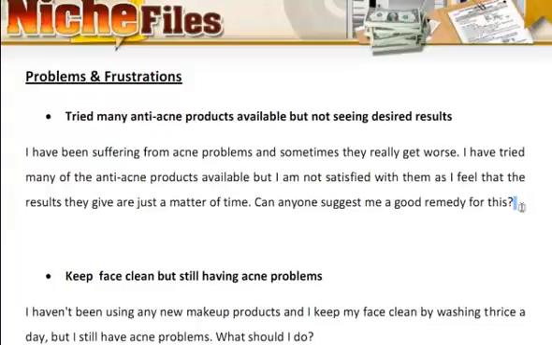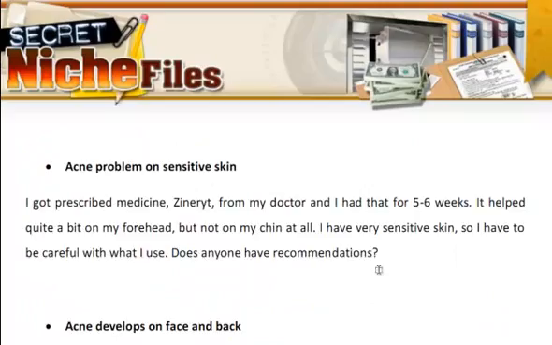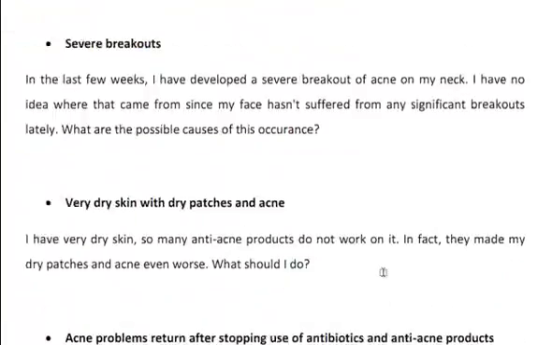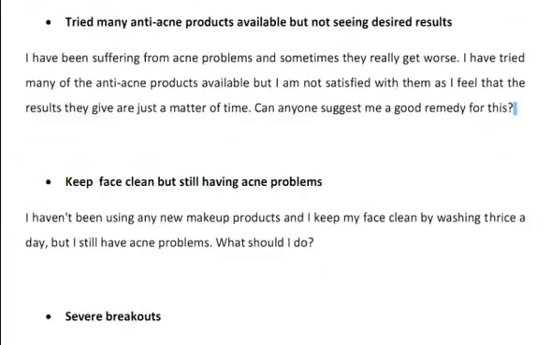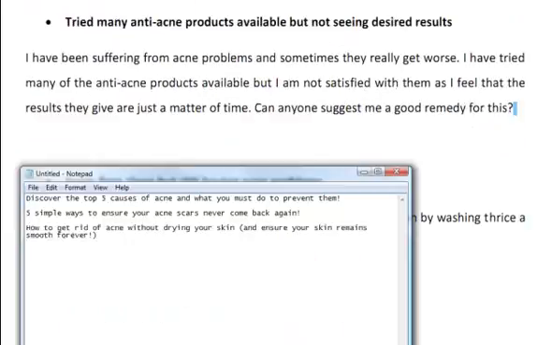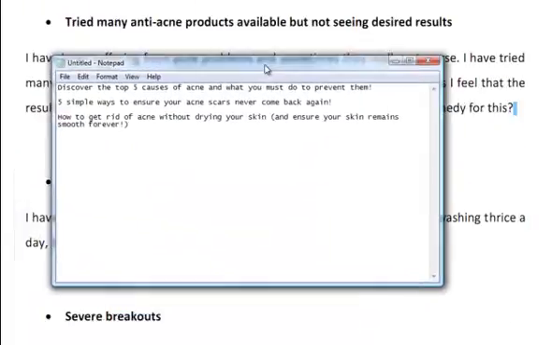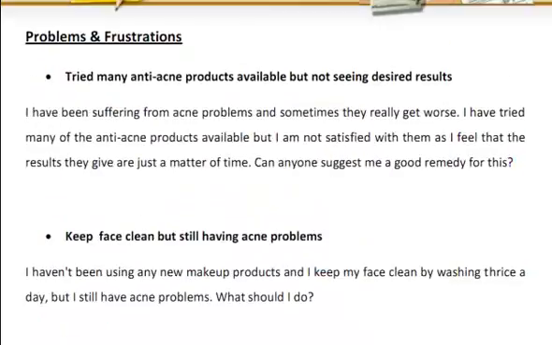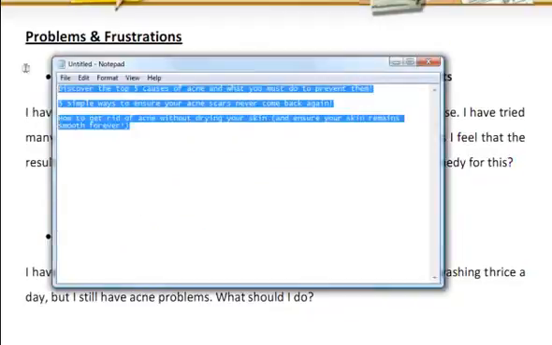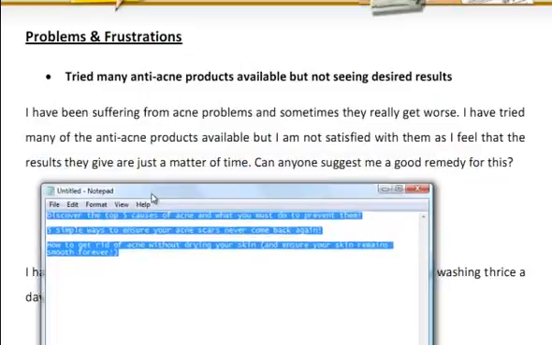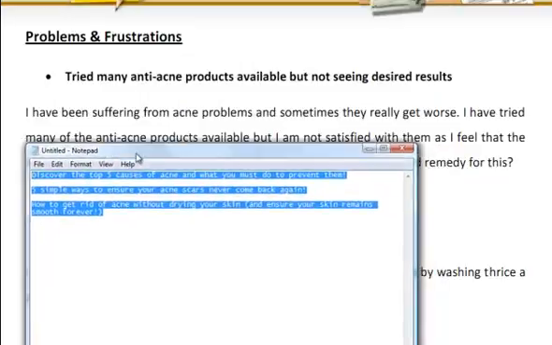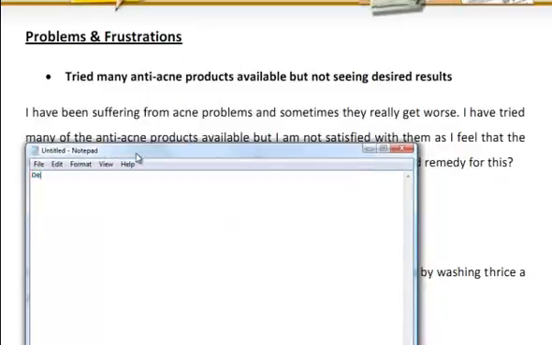Now as mentioned, sell the problem first before you sell the solution. So in the first few opening paragraphs of the sales letter, you should try to use these problems as much as possible. Let me quickly give you an example. Let's say you're trying to sell a product that helps people deal with acne, helps people get rid of acne. So your sales copy could start something like this.